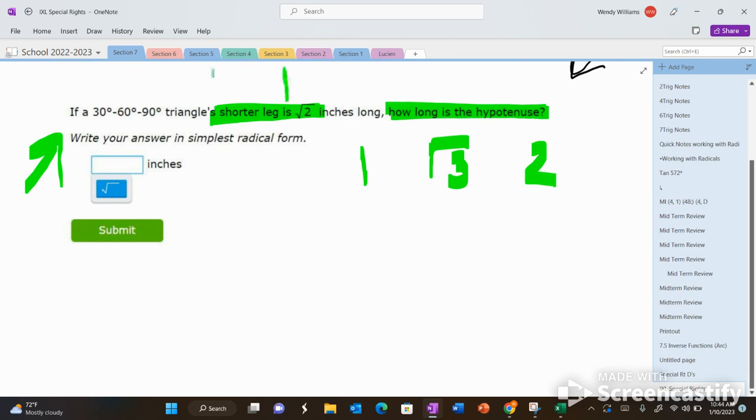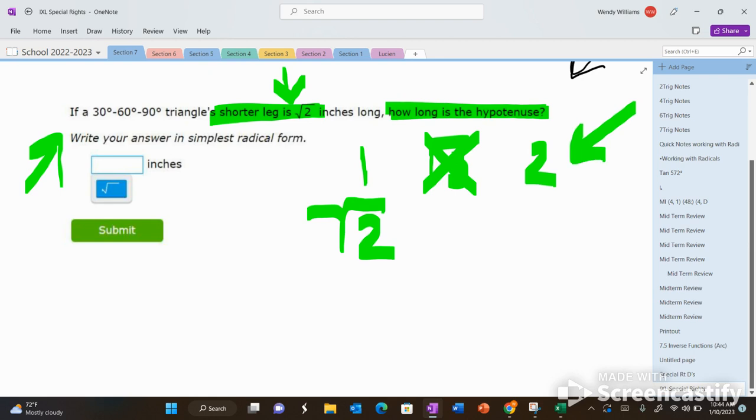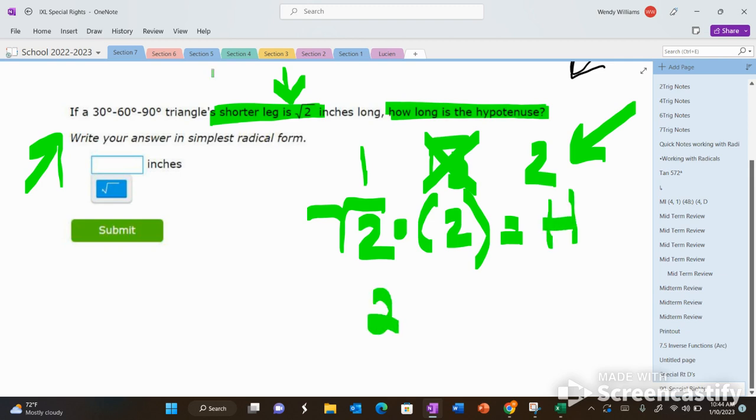According to this, they're giving me the short leg, the square root of 2. They don't want the medium leg. They want the hypotenuse. And we know the hypotenuse is how much bigger? Twice as big. So simply take the small times 2, which is going to give me the hypotenuse. 2 square roots of 2.